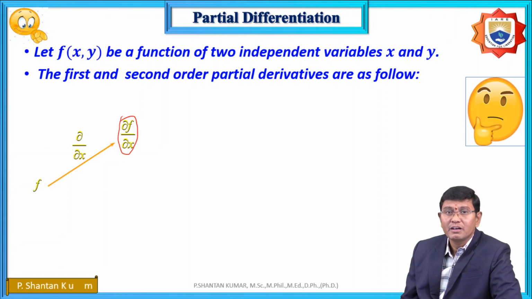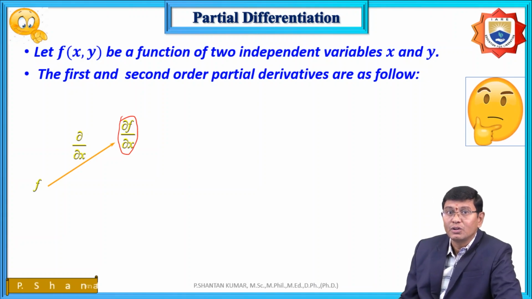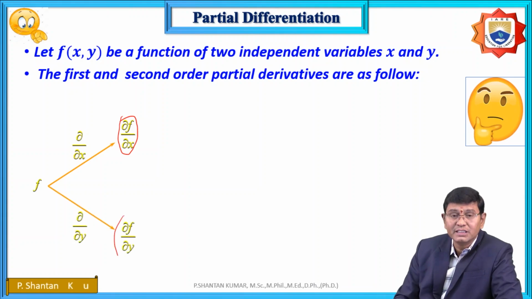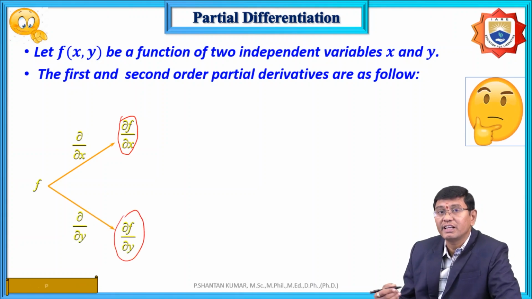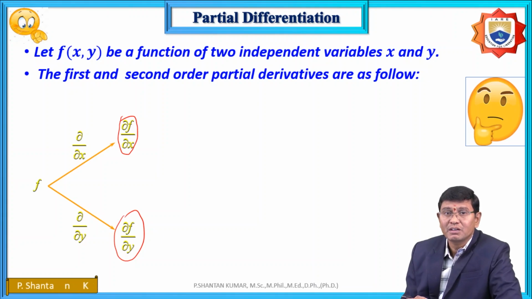And similarly, when we differentiate with respect to y partially, we get ∂A/∂y. This is also the first order partial derivative, with respect to y. These are the two different types of first order partial derivatives with respect to x and y. And further, we need to find the second order partial derivatives with respect to x and y.